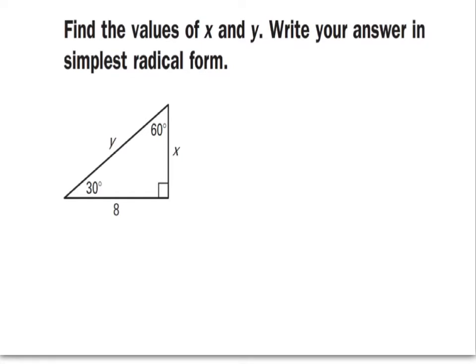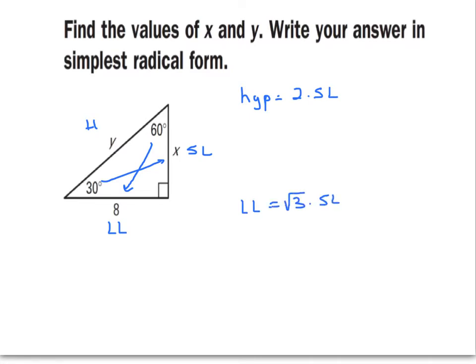Okay, now if you hit pause and you've come back, you should have these done. As we go through, let's take a look. We have a 30, 60, 90 triangle. So what I want to do first is identify what each side is. This side over here is the long leg, which means this is the short leg, and that's the hypotenuse. Okay, so using my formulas, the hypotenuse is equal to 2 times the short leg, and the long leg is equal to square root 3 times the short leg. All right, so I'm going to go ahead and plug these in.